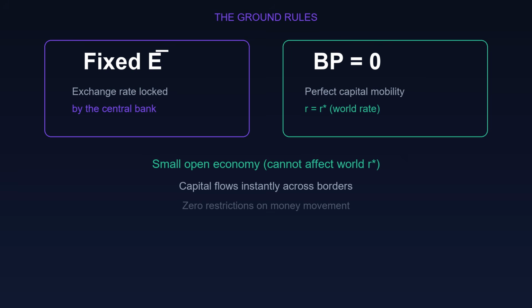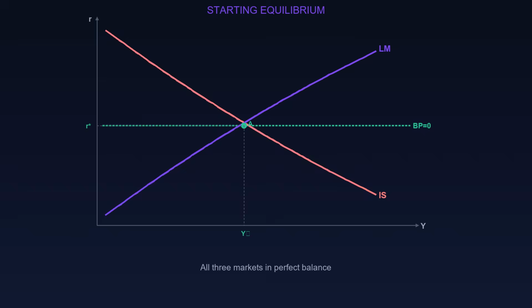Second, capital is perfectly mobile. Money can flow instantly across international borders with absolutely zero restriction. Because of that, our capital mobility line, or BP, is equal to zero, and it is entirely dictated by the world interest rate. So let's map out our starting baseline.